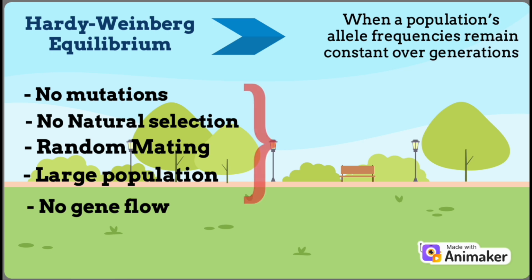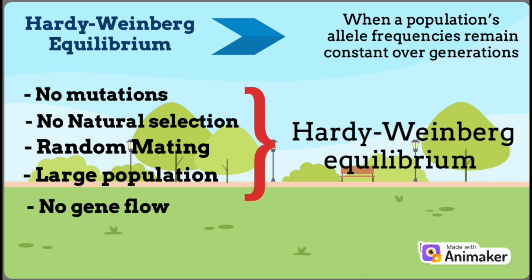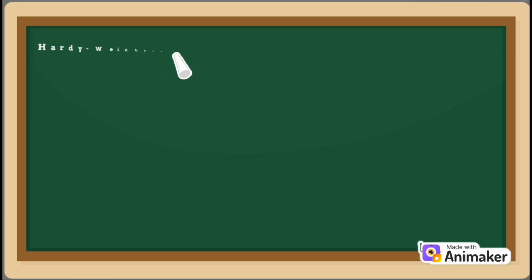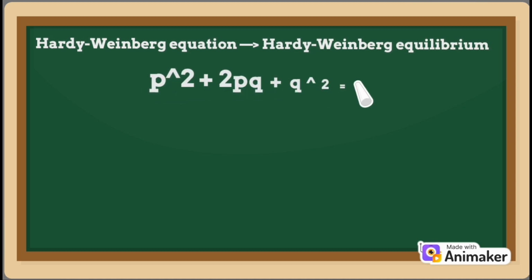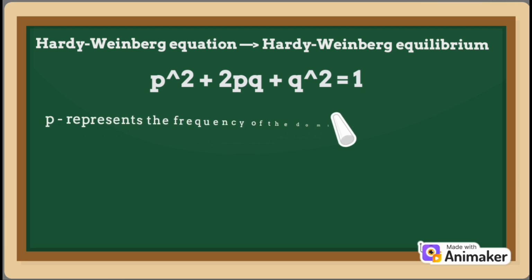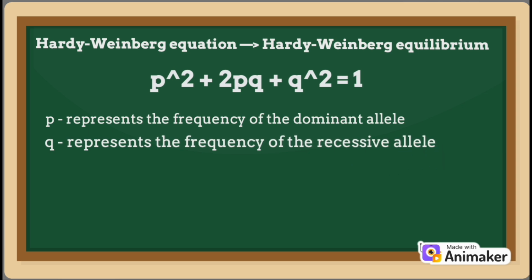If all of these conditions are met, the gene pool is not modified and the allele frequencies stay constant, keeping the population in the Hardy-Weinberg equilibrium. So the Hardy-Weinberg equation is used to see if populations are in the Hardy-Weinberg equilibrium. The actual equation is p squared plus 2pq plus q squared equals 1, where p represents the frequency of the dominant allele in the population and q represents the frequency of the recessive allele in the population.